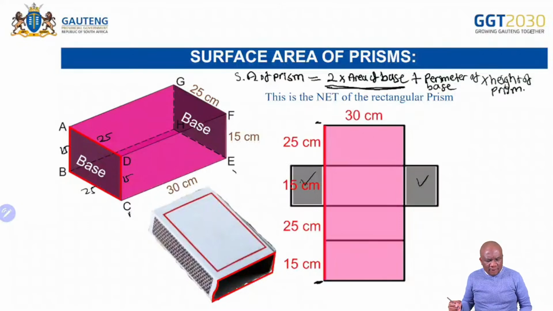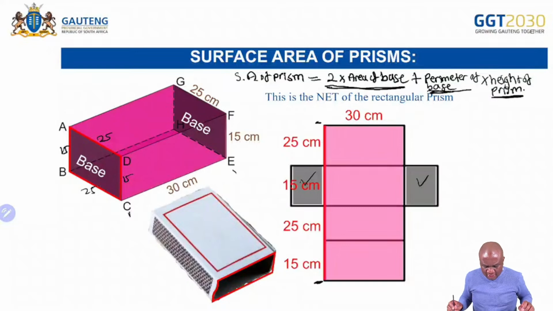You see that? And then we can find the area of the big rectangle, the pink one, which is the perimeter of the base times height of the prism. That's the formula. This formula will assist us a lot. If you remember it, we are going to enjoy mathematics.